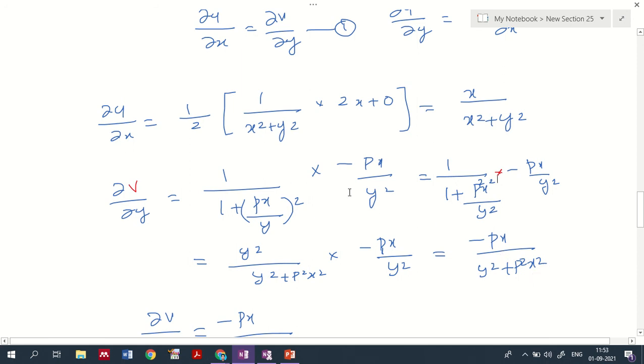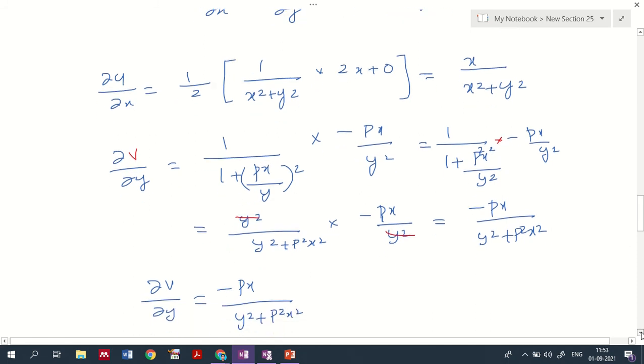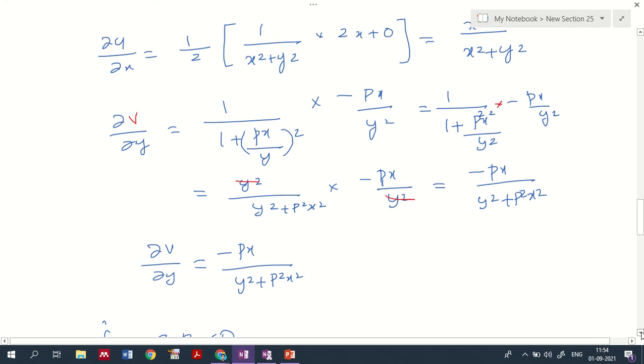So I got ∂u/∂x = x/(x² + y²), and ∂v/∂y = -px/(y² + p²x²). How do I get this? I can just cancel this y² here. Then I'll be having -px/(y² + p²x²). Now I got ∂v/∂y equal to -px/(y² + p²x²).